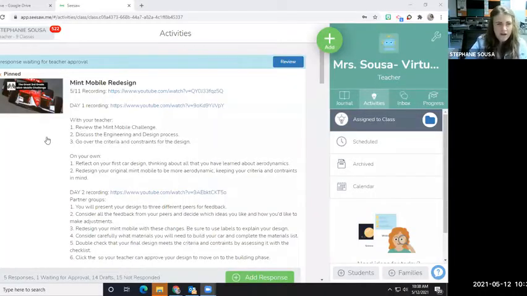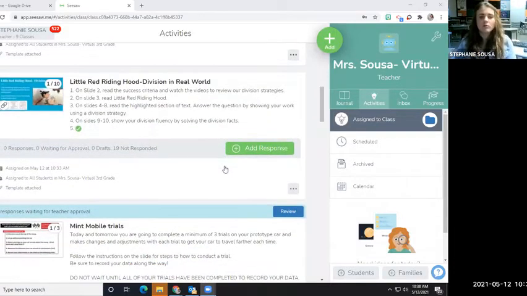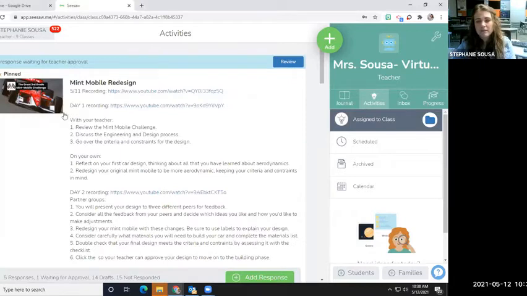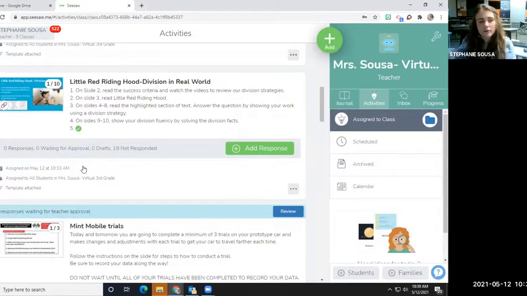Okay, today we're going to yawn. And after we yawn, we're going to take a look at Little Red Riding Hood, Division in Real World. Okay. On your activities tab, remember I've pinned that Mint Mobile redesign to the top, so scroll down and it'll be the next activity. Little Red Riding Hood, Division in Real World. So guess what kind of problems we're going to be solving today?